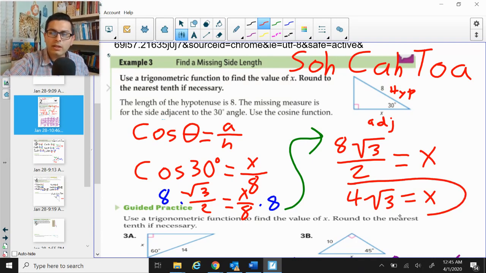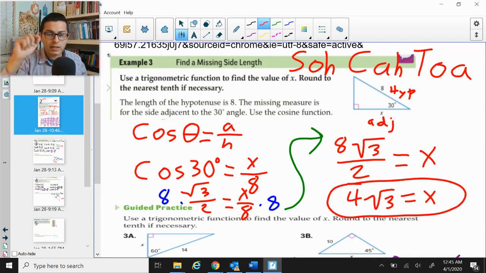This is our answer. This is our side length. This is how we want you to do it. We want an exact answer for this. We don't want a decimal. Now, let's go down to the guided practice here.